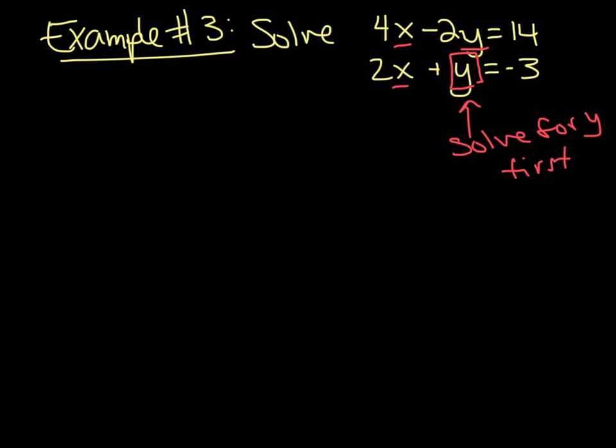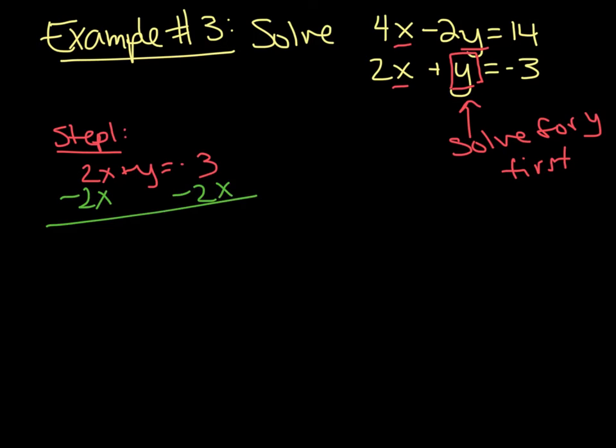So when I solve for y, I'm going to write step 1. I am going to subtract this 2x from both sides. I end up getting y equals negative 3 minus 2x. Make sure you're okay with your negatives. Remember that the 2x is positive. In order to move it over, you have to subtract it.